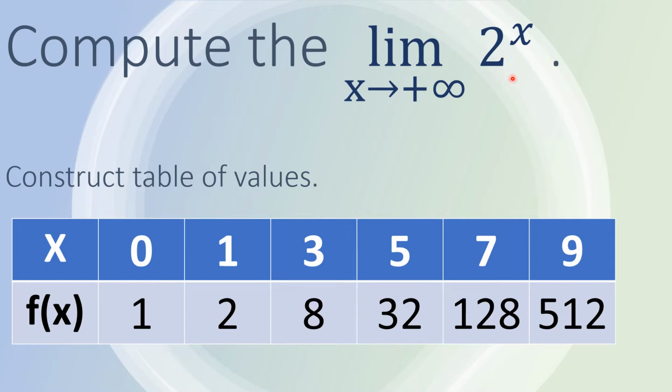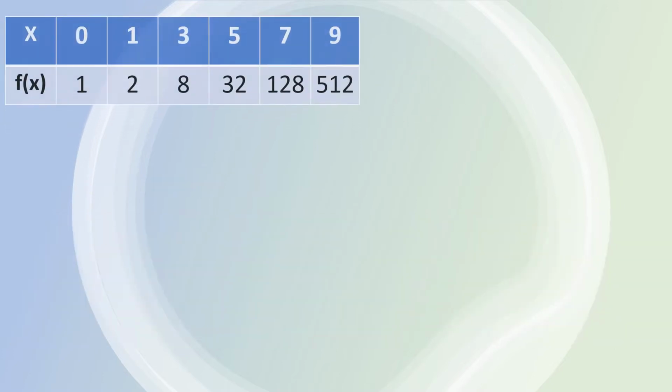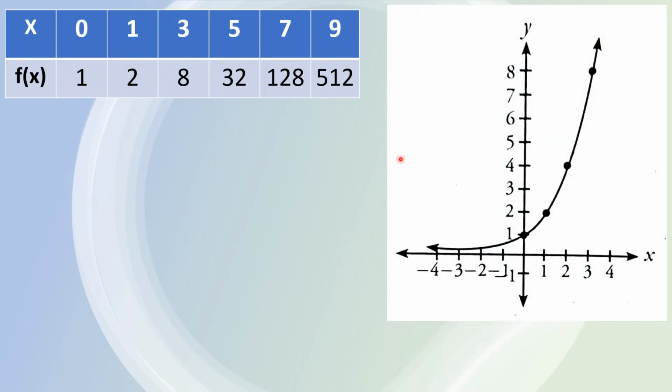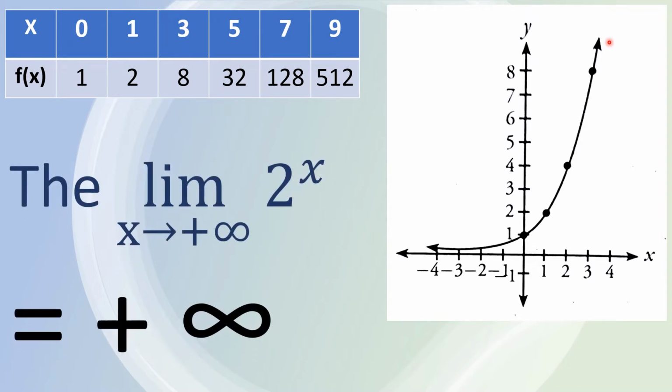Ang limit ng 2 to the power of x as x approaches positive infinity, when we observe, ganito ang kanyang graph. Thus, the limit of 2 to the power of x as x approaches positive infinity, the answer is positive infinity. Habang lumalaki yung value ng x, lumalaki din yung function na f of x. So, it's positive infinity.